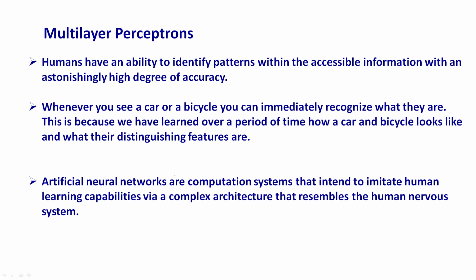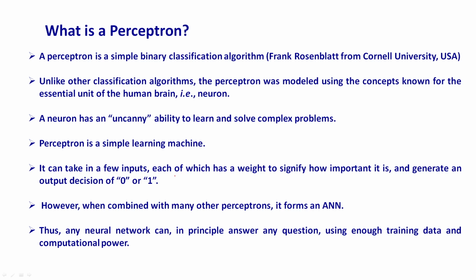A perceptron is simply a binary classification algorithm, remember this. That means it can take either 0 or 1, where 0 means negative and 1 means positive, right. This perceptron is modeled on the essential unit of the human brain, the neuron. A perceptron is basically a simple learning machine, and it takes a few inputs, each of which has a weight to signify how important that input is, we will talk about it, and then generates an output, yes or no. However, you can combine it with other perceptrons to form an artificial neural network, right. You can combine many of those.